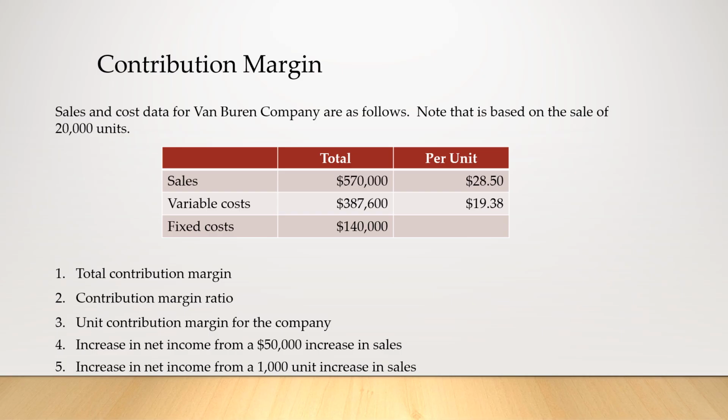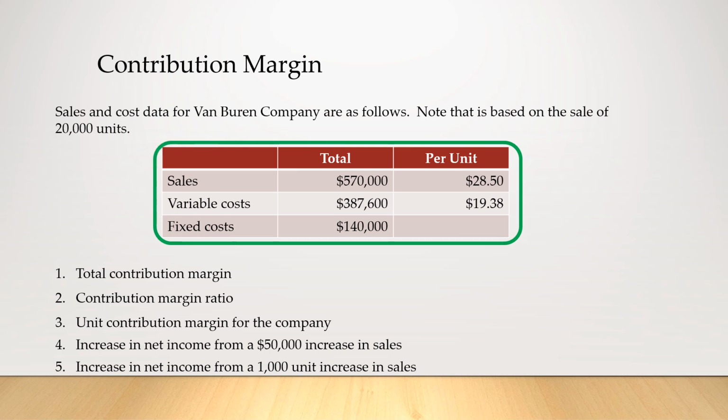Flip over one page to page 2. Let's do some calculations. Sales and cost data for the Van Buren Company are as follows. Note that this data is based on the sale of 20,000 units. You see the table in the middle of the page showing the total and per unit revenue and costs.